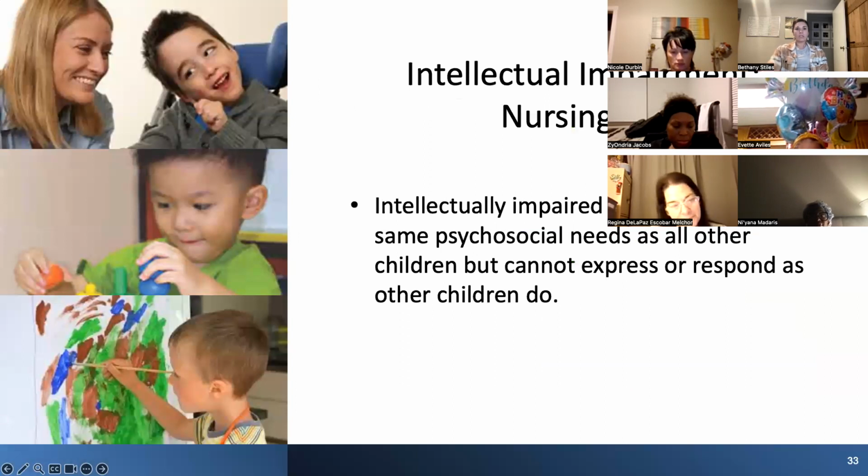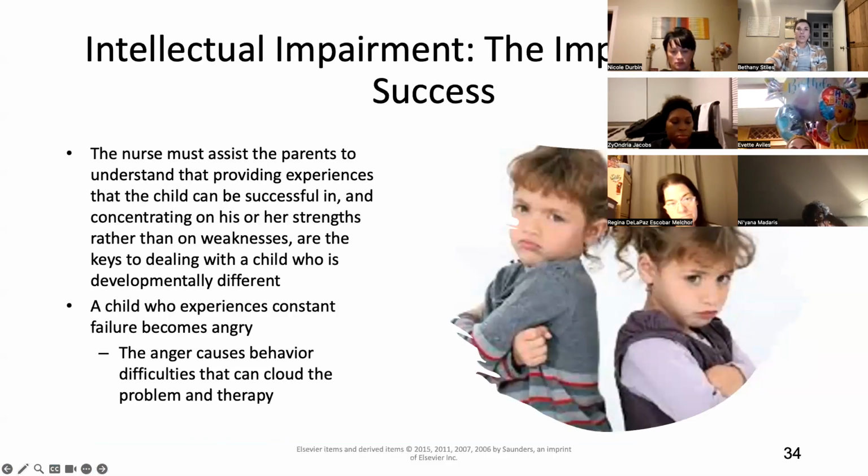Even though a child is intellectually impaired, they still have the same psychosocial needs as any other child. The only difference is they can't express or respond to them in the same way that we would expect. They need opportunities for success. So we need to encourage parents to focus on the child's strengths and give them those opportunities to be successful at something. If they're constantly experiencing failure, they can become angry and it can result in behavioral difficulties.